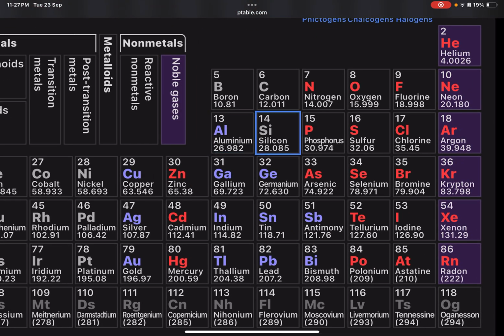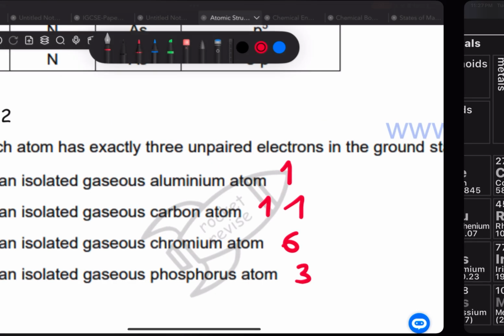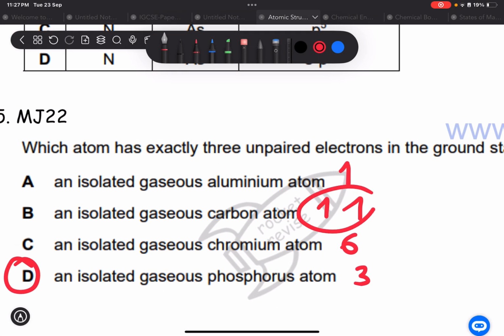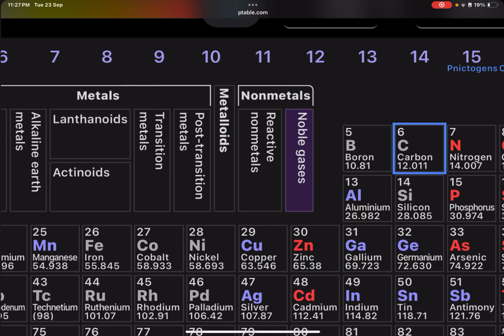Silicon is going to be 3p2, third period, and the second element in its period in the p block. Phosphorus is going to be 3p3. Sulfur is going to be 3p4. Oh, sorry. Carbon is going to be 2p2. So carbon is going to have 2. Okay, good. I wrote 2. Carbon is going to be 2p2.